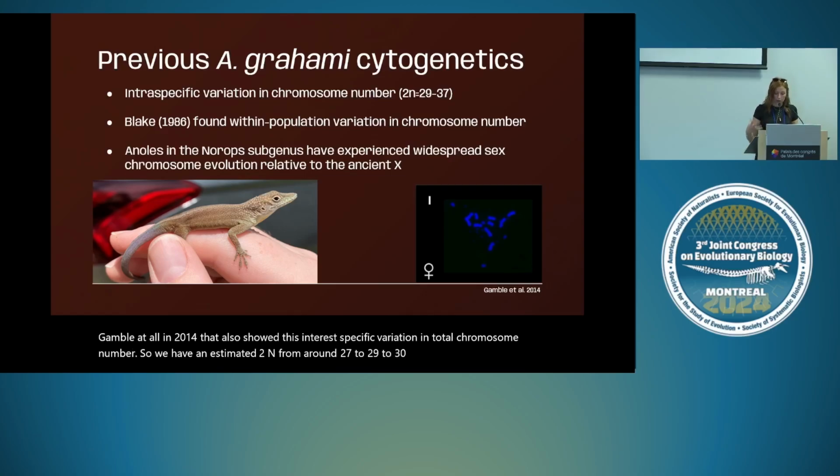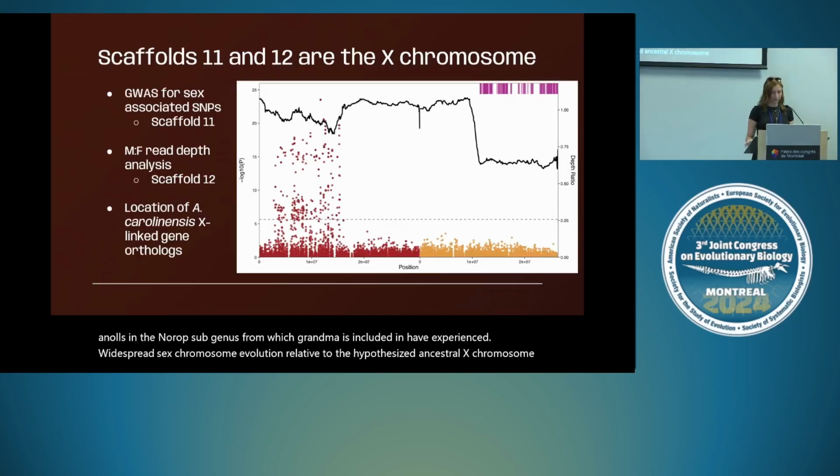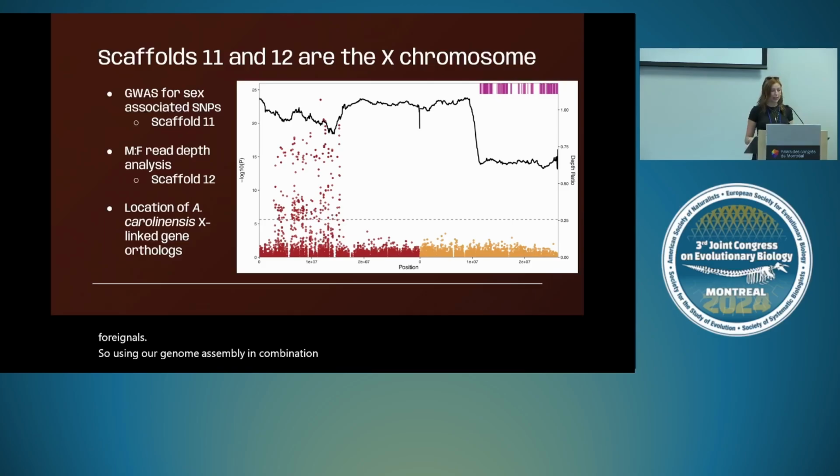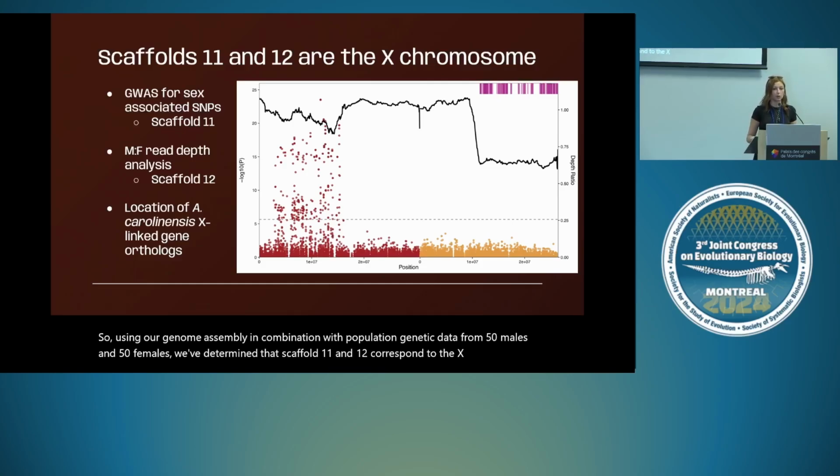Now, furthermore, anoles in the Norops subgenus, of which grami is a part, have experienced widespread sex chromosome evolution relative to the hypothesized ancestral X chromosome for anoles. So using our genome assembly in combination with population genetic data from 50 males and 50 females, we've determined that scaffolds 11 and 12 correspond to the X chromosome in this species. Anoles are an XY system, and our genome animal is a female, so we're not able to actually pick up the Y chromosome in our assembly, but we can pick up regions that are indicative of the X chromosome.